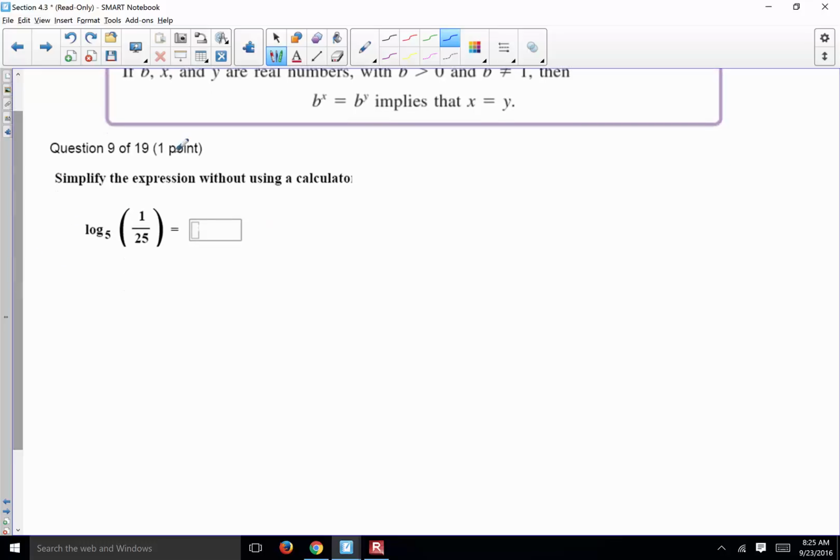Anyways, let's do this one next. So again, call this a variable x, y, z, anything you want. I call it x. And change this into a power first.